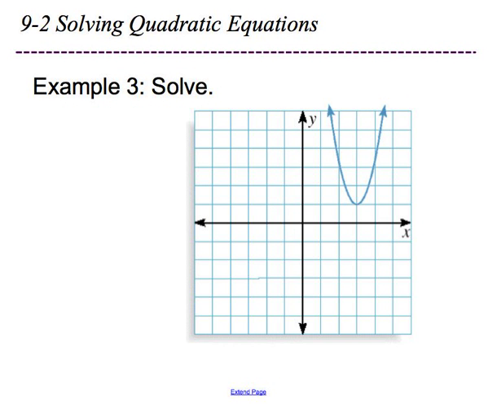Example 3, solve this. We don't even know what the equation is, but it would be: solve the equation that is represented by this graph of the function. We'd say, okay, where does it cross the x-axis? What are the x-intercepts? There are none here, so no matter what the equation was, because this graph does not cross the x-axis, this has no solution.